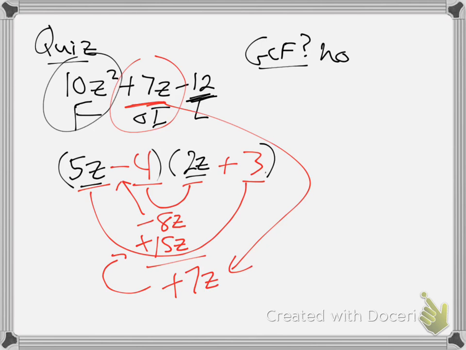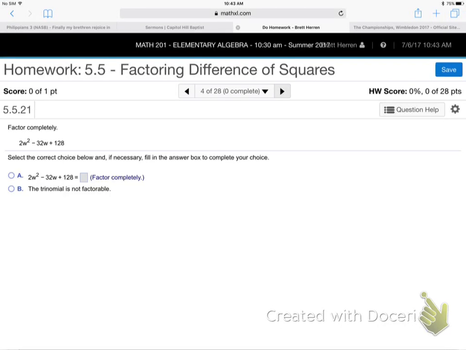All right. I want to give you enough time to work on that. Sometimes I shortchange the hard stuff, so I'm going to skip around. So I'm starting at number 4 here: 2w squared minus 32w plus 128.